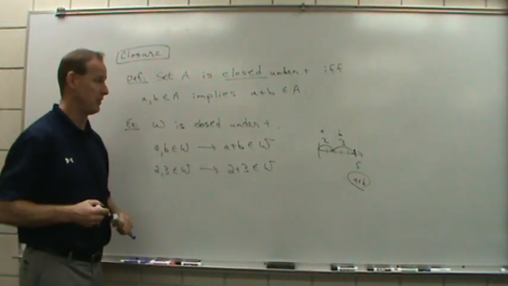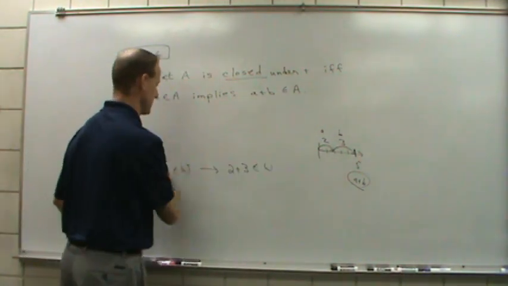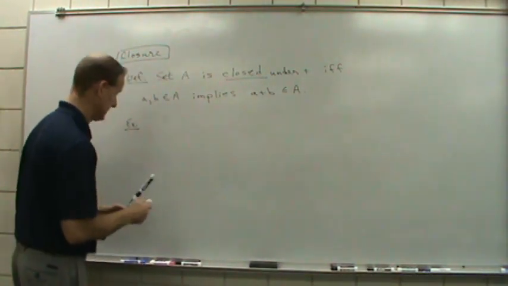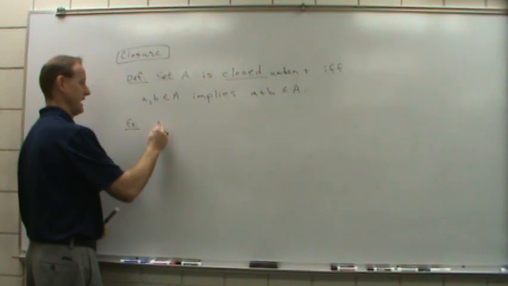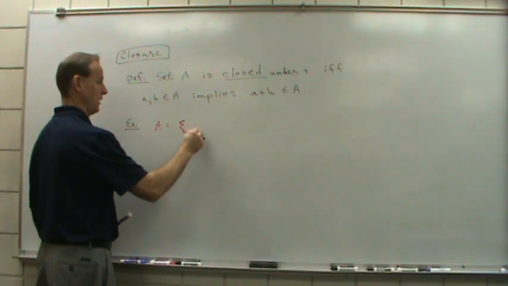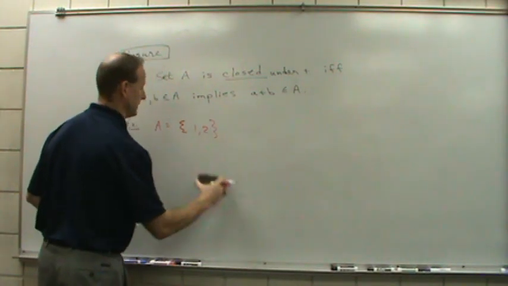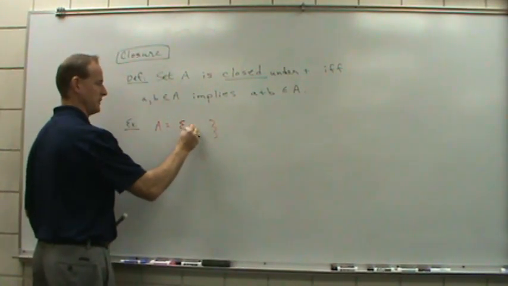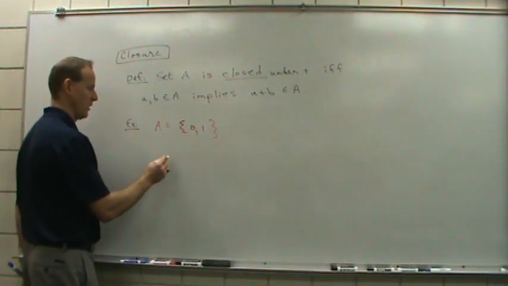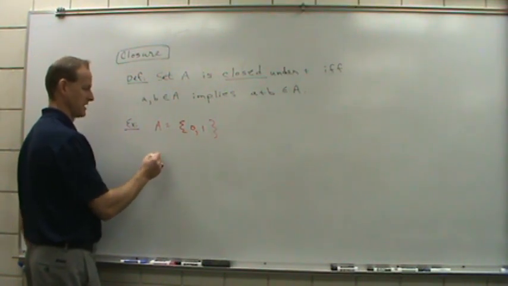So let's look at an example that's not closed under addition. We don't have to restrict ourselves to whole numbers in general, but let's look at a simple set. Let's throw 0 in the mix. Let's look at the set A containing 0 and 1. If I look at the set containing 0 and 1, first of all, 0 is an element of A and 1 is an element of A.